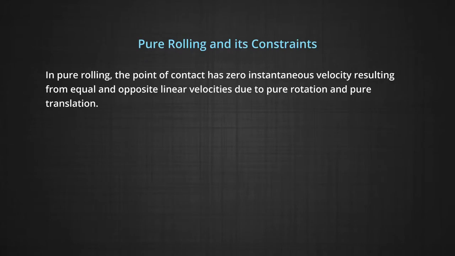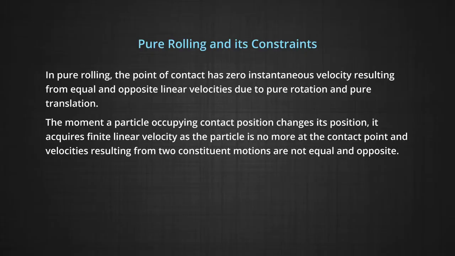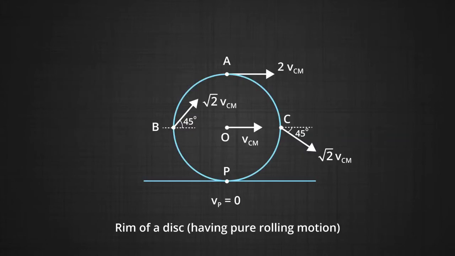It is to be noted that in pure rolling, the point of contact has zero instantaneous velocity resulting from equal and opposite linear velocities due to pure rotation and pure translation. Nevertheless, it has finite angular velocity that changes its position with time. The moment a particle occupying a contact position changes its position, it acquires finite linear velocity, as the particle is no longer at the contact point, and the velocities resulting from the two constituent motions are not equal and opposite. The velocities of four particles A, B, C and P taken at the rim of the disk in case of pure rolling can be shown in the figure.